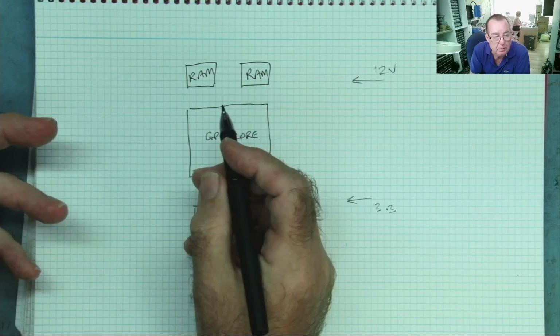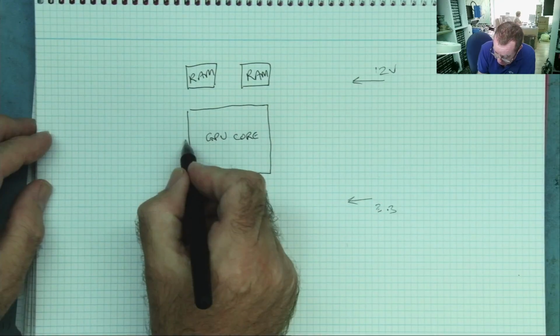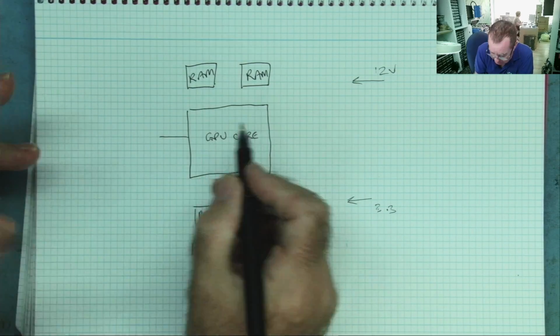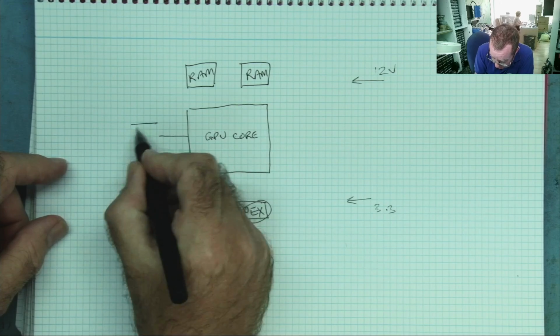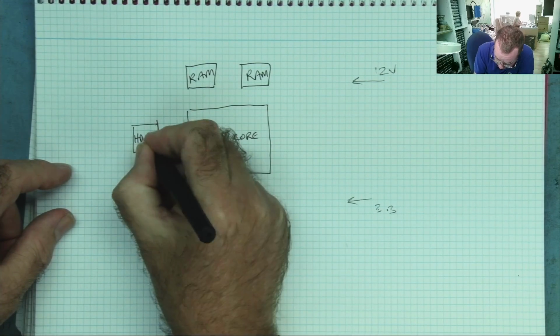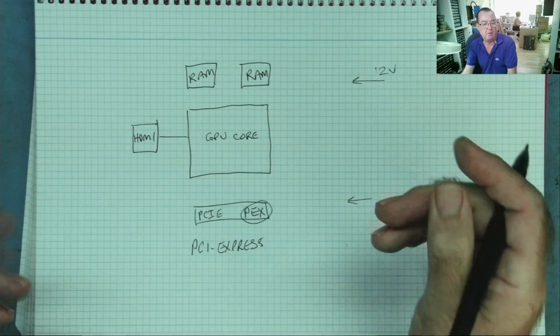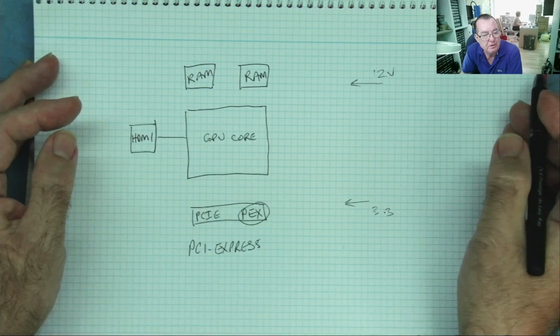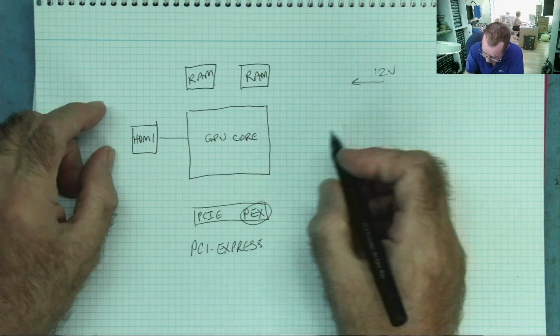The GPU core also needs to send video to your monitor, whether it's on HDMI or some other connector. So it has the video out. We'll put HDMI, but it could be something else, DisplayPort, whatever. It could be several things. What else does the GPU need to talk to? Well, it needs to talk to the BIOS.